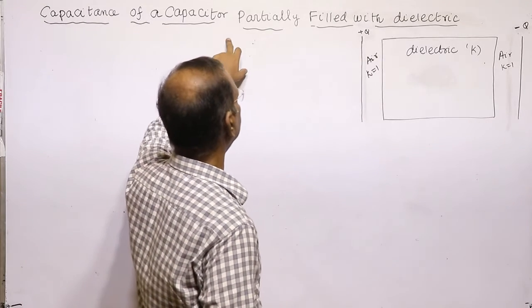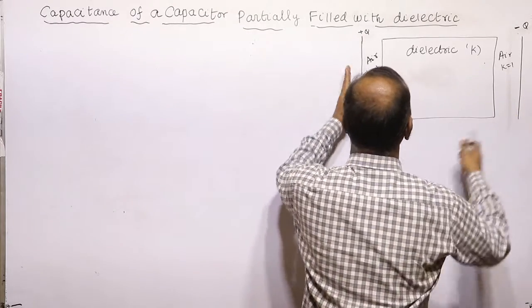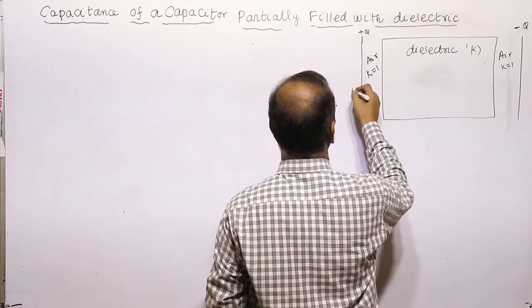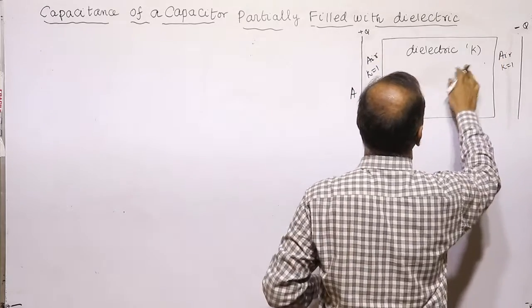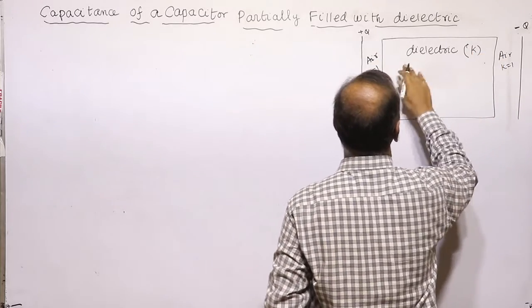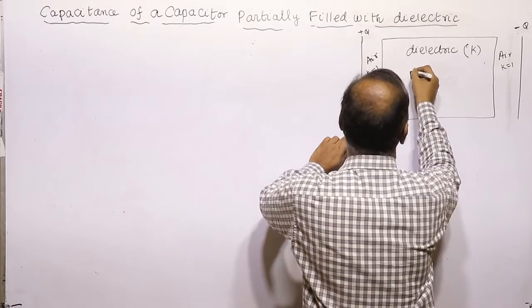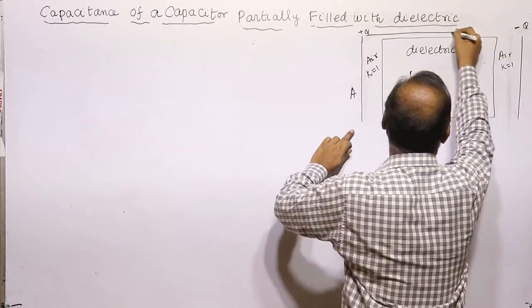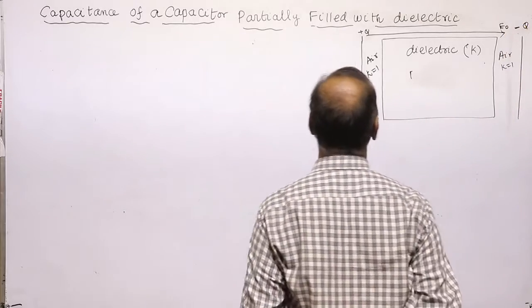Capacitance of a capacitor partially filled with the dielectric. This is a capacitor plate of area A, and the dielectric with the dielectric constant K is partially filled between the plates. It means, what is the electric field? This is the applied electric field, E naught, applied electric field.